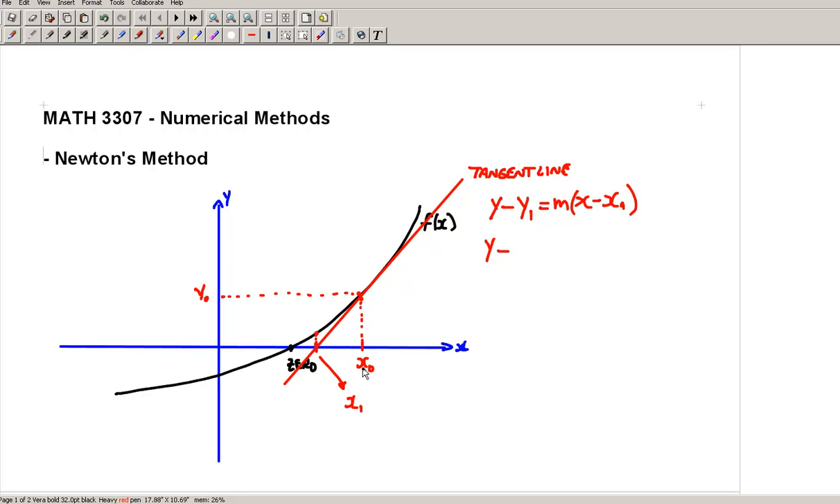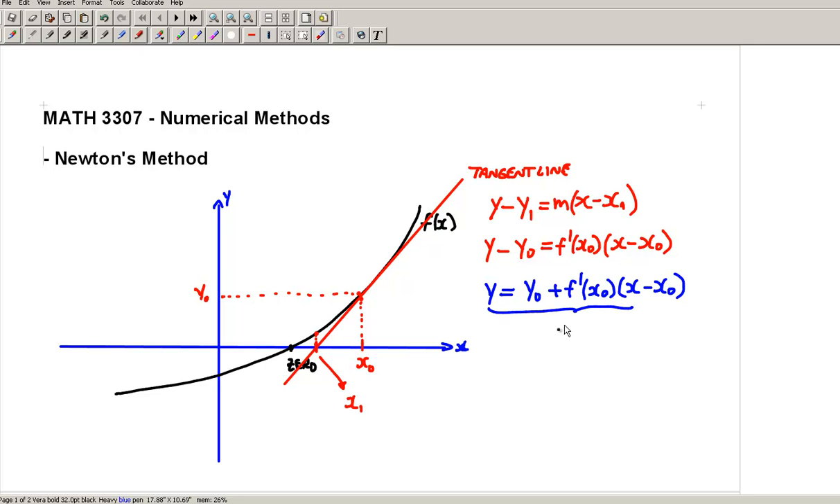So we can plug in the point. The point is the initial point here, x naught, y naught. And the slope is the derivative at x naught, so it's a number we can find, times x minus x naught. Okay, so that's the equation of the tangent line: y equals y naught plus f prime of x naught times x minus x naught.